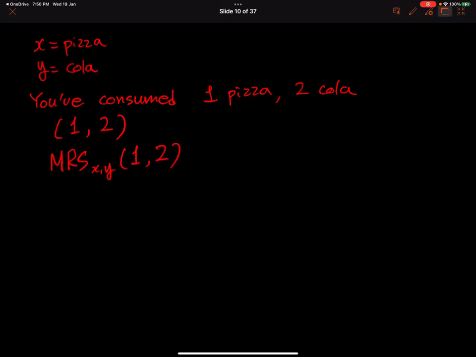Again, you see marginal rate of substitution. It's a rate of substitution between the two goods, two baskets, but it says marginal. So what does it mean? Whenever you see this word marginal, you are interested in the rate of substitution very close to this basket. You take any basket that is extremely close to this basket, 1, 2, and you want to calculate the rate of substitution.